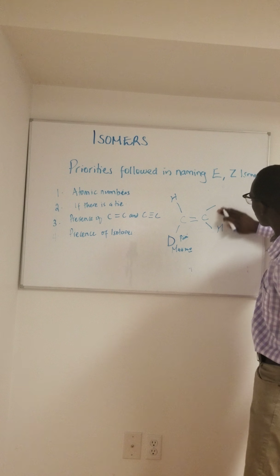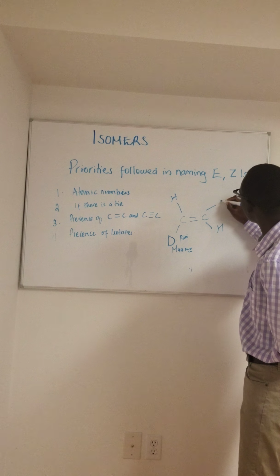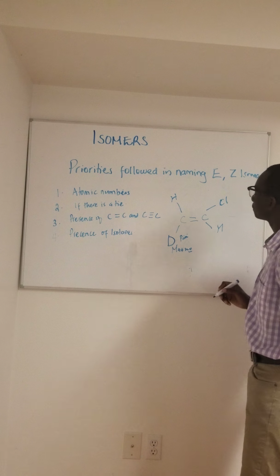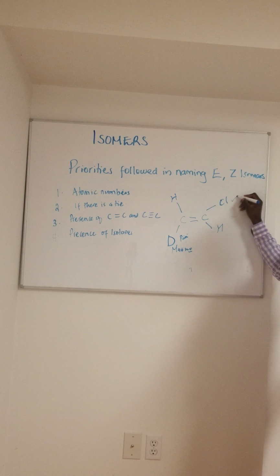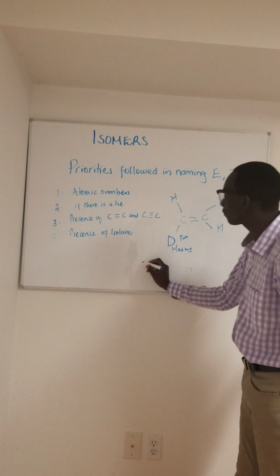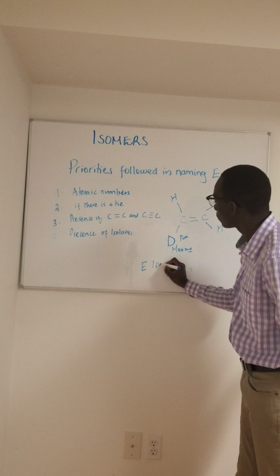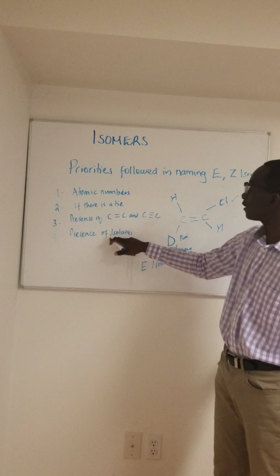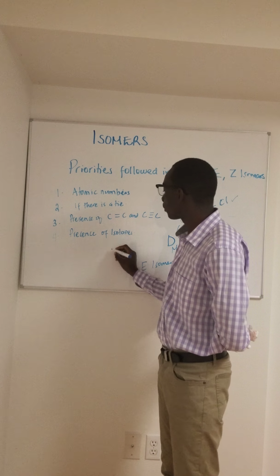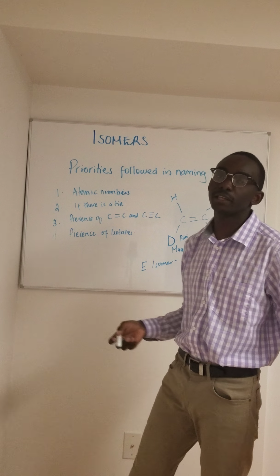So if I could change this to maybe a chlorine atom. So this will take my priority, and on this side, the chlorine will take my priority. So I'll have an E isomer. So basically, the presence of an isotope. The isotope with the highest mass number always takes priority.